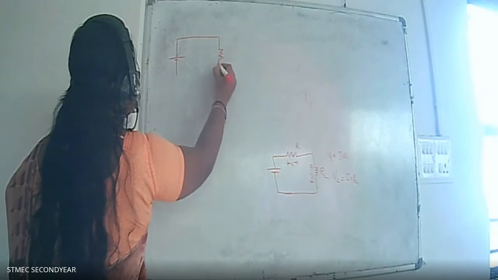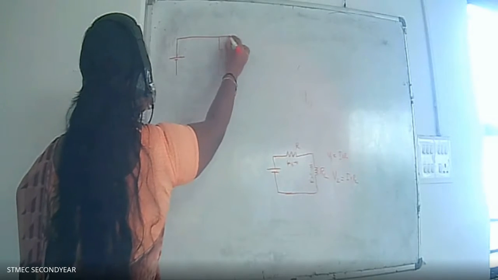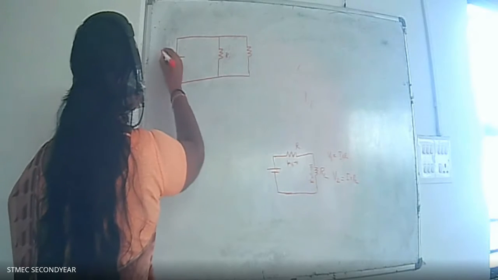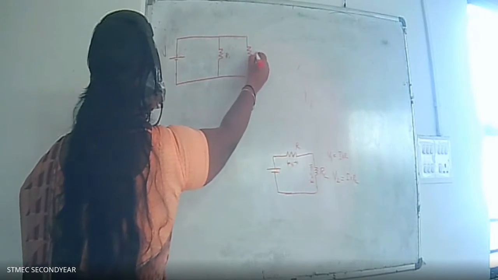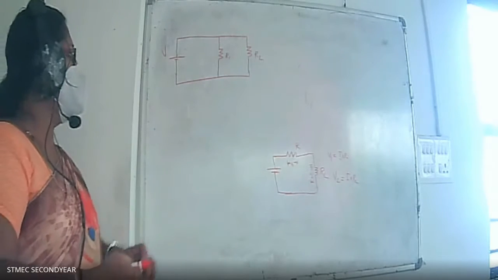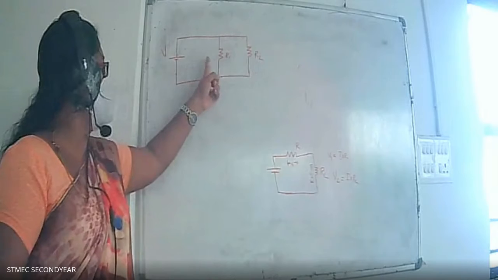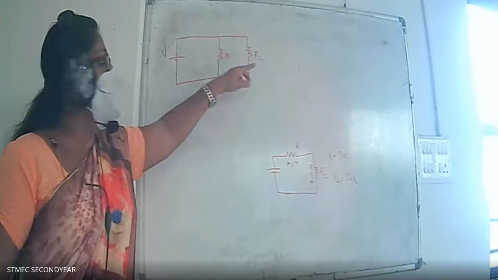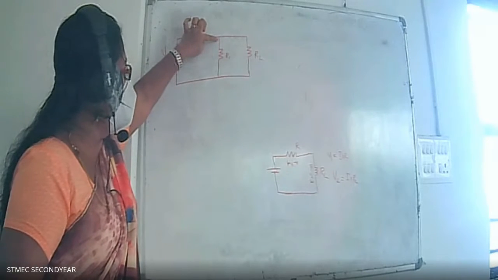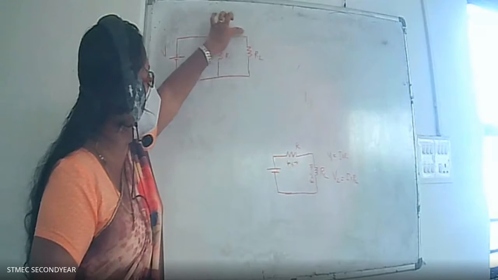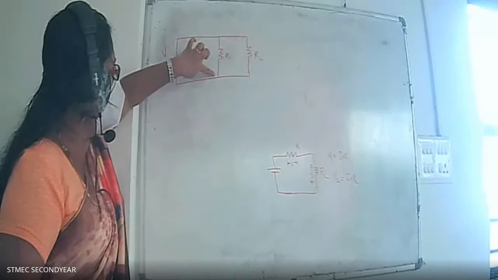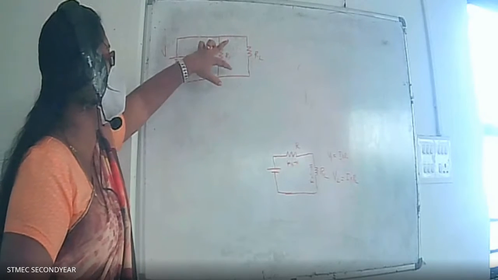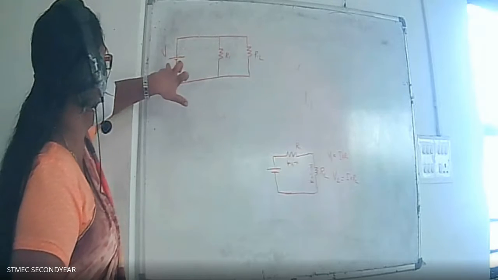Suppose two resistors, let it be R1 and R2. This is V, this is R1, this is R2. So this is a parallel circuit. How can you say this is a parallel circuit? R1 is connected in parallel to R2. One leg of R1 is connected to one leg of R2, and the second leg of R1 is connected to the second leg of R2. So this is a parallel connection. This parallel combination of resistors is connected to this voltage source.